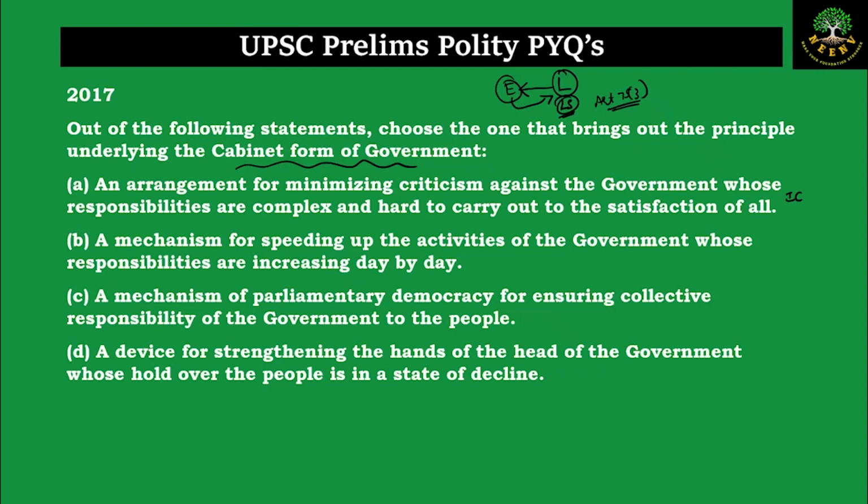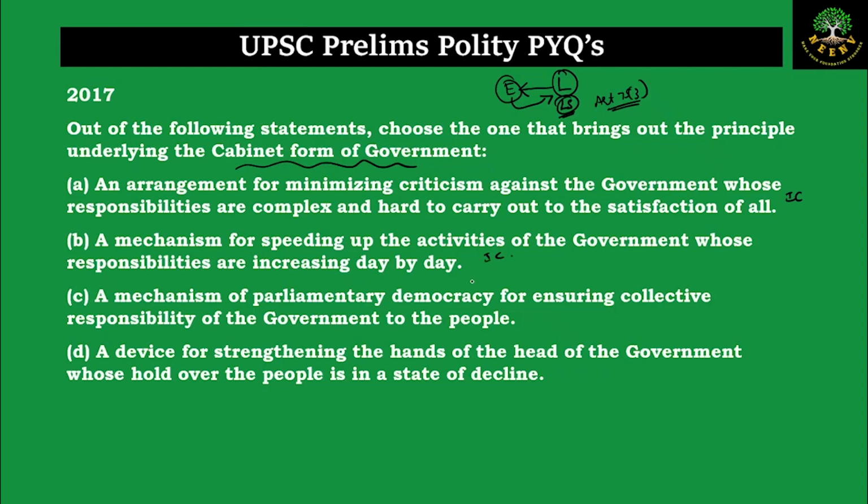Statement B, a mechanism for speeding up the activities of the government whose responsibilities are increasing day by day. Is the main objective of the cabinet form of government increasing the efficiency in the functioning of the government? One of the objectives is that yes, having a cabinet form of government will help in taking quick decisions, but taking the quick decisions, is it the main basic motto? No, that's not the main basic motto.